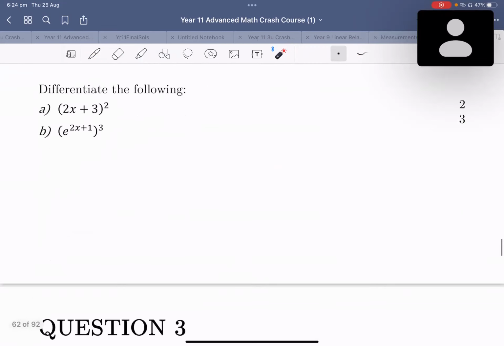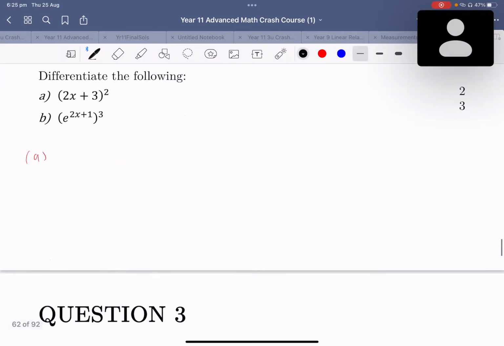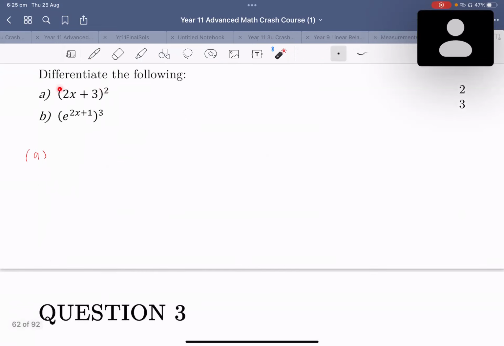All right, now question 2. To differentiate these two, we have to use something called the chain rule, and it's because these entities are inside a bracket. So that's going to be differentiating a: the 2 comes down, and the power of 2 gets minus 1. So 2 times (2x+3) to the power of 2 minus 1. Now you have to multiply this by the derivative of whatever's inside the bracket, which is 2. So that leaves us with 4 times (2x+3).